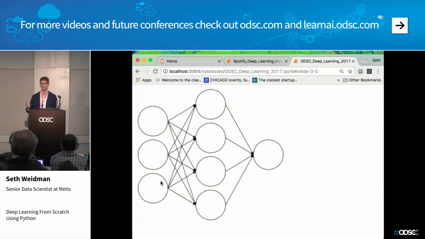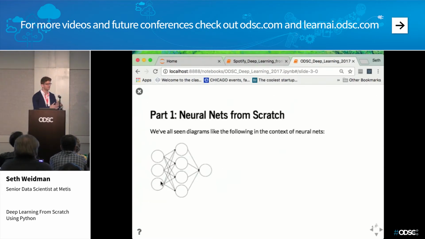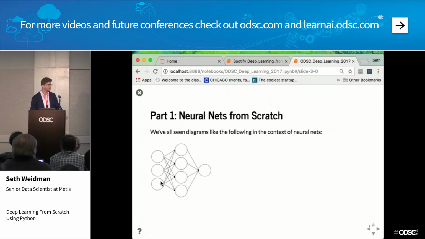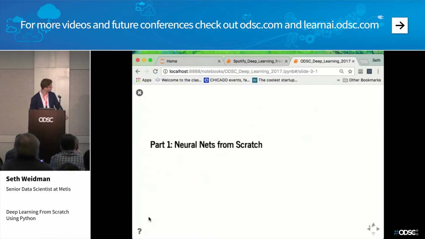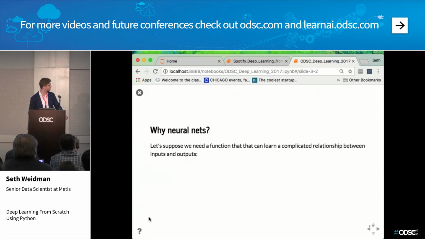Okay, so we've all seen diagrams like this in the context of neural nets, sort of circles with arrows going between them, and that's supposedly what a neural net is. It's like a bunch of things that are interconnected. And some of us, because we might have gone to grad school or something, understand what's going on in that diagram, but most of us don't. And we just sort of trust that it does a sort of magical thing that can solve complicated computer vision problems or other kinds of problems. So this talk will attempt to fill that gap.